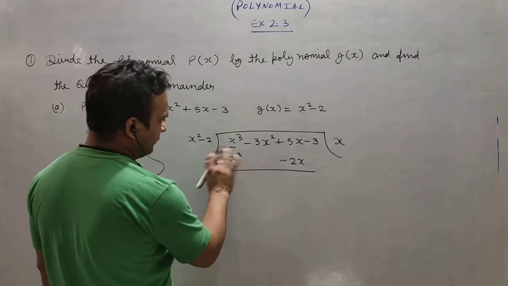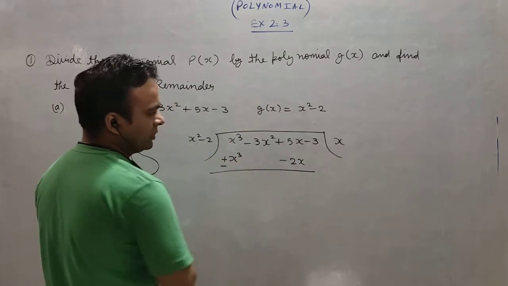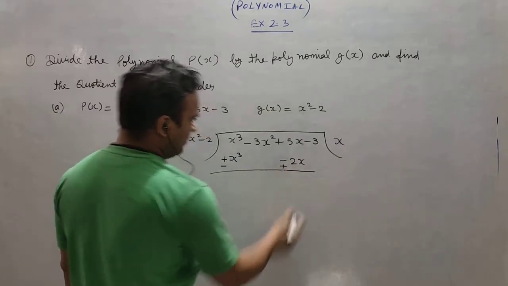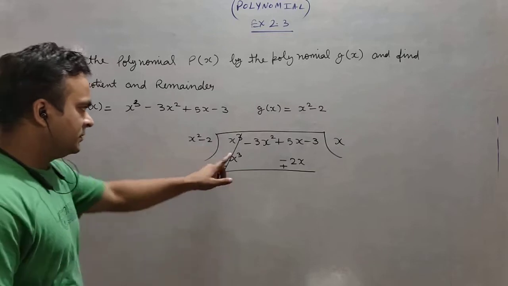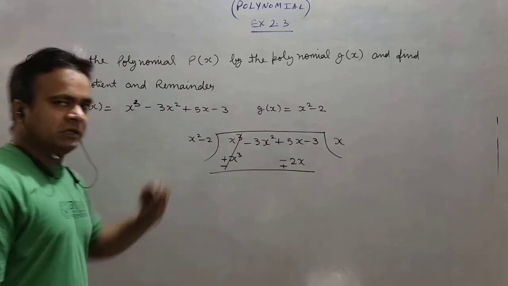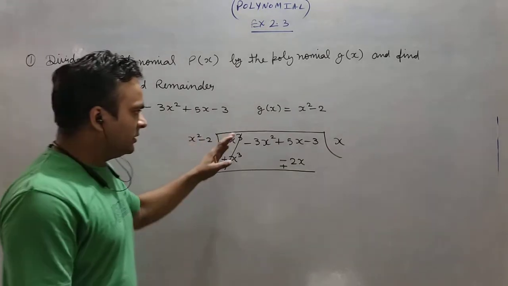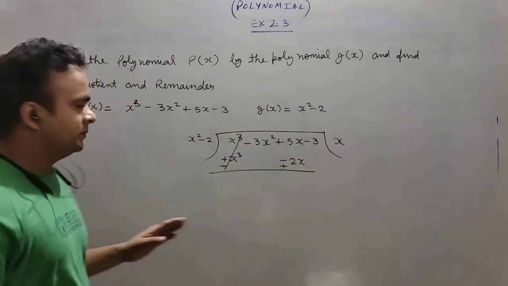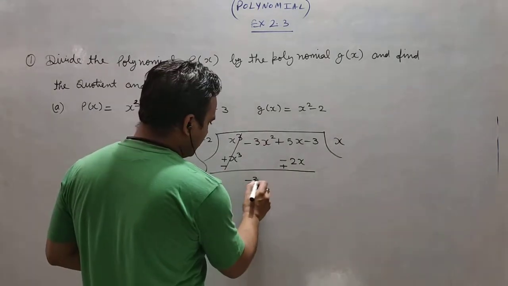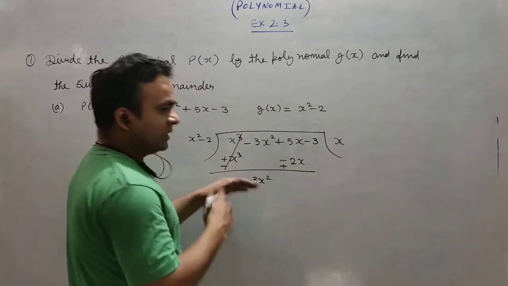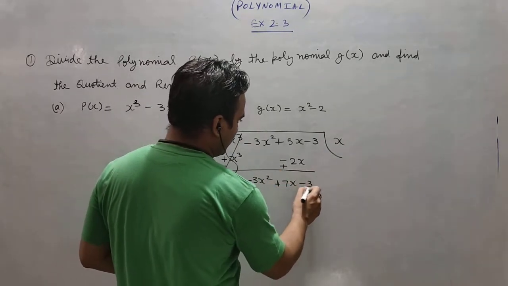Okay, now after this, what is the step? We will change the sign. What is the sign here? Plus, so we will make it minus. This is minus, so it will be plus. You can see this is cancelled. This is the reason why we make it equal, to cancel it, so that one by one we eliminate the higher degree terms. Now what is left? Minus 3x square. We will write the next term down: now it will be 7x and minus 3.